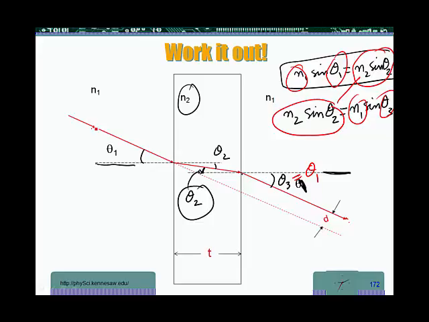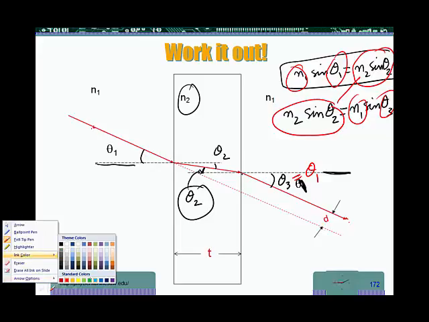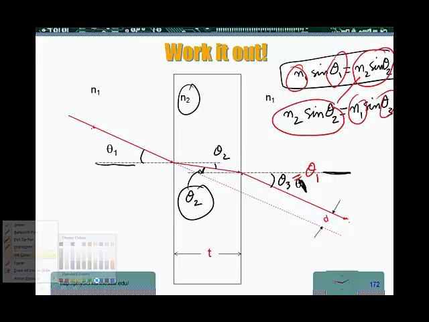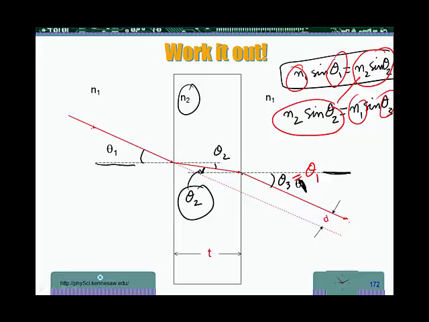Now, what if we would like to know by how much the beam is going to be displaced? If we would like to do that, again, we are going to use a little geometry. Okay, how are we going to use the geometry?